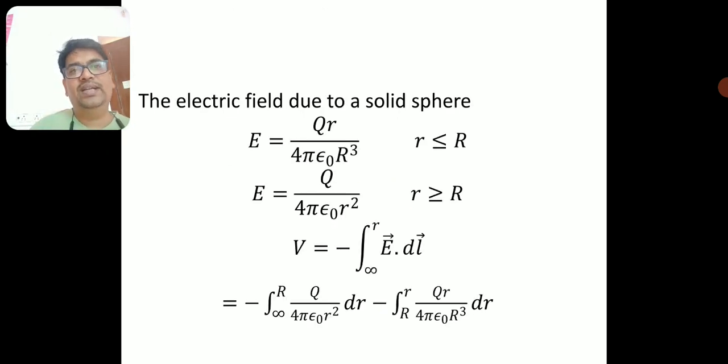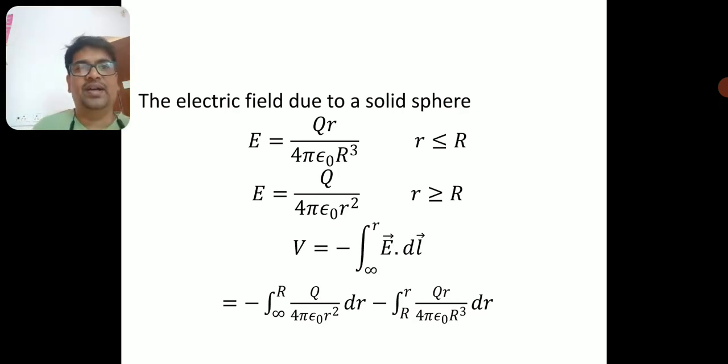Now I know the electric field due to a solid sphere, which I have already derived from Gauss's law: the electric field is q by 4 pi epsilon naught into r by R cube, if the distance of consideration is less than or equal to capital R, and E is equal to q by 4 pi epsilon naught r square if r is very much greater than capital R.